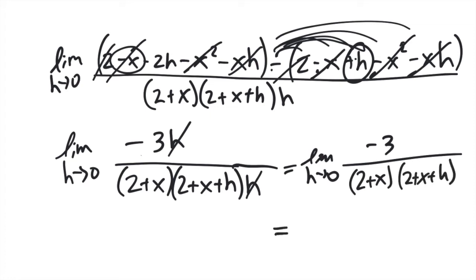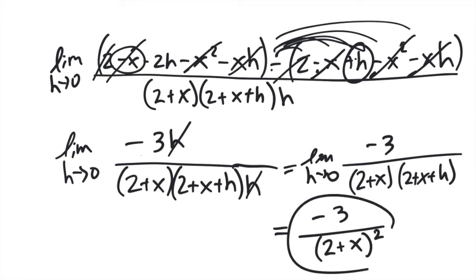Now, this is the first step where it is okay for you to go ahead and plug in 0 for h, because again, every other step we would have gotten 0 over 0. So when you plug in 0 for h now, you get negative 3 over 2 plus x times 2 plus x, or another way to write that is 2 plus x squared. There is our new function that we get from this.